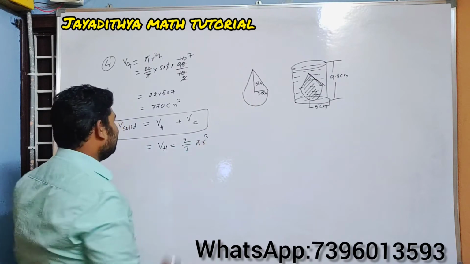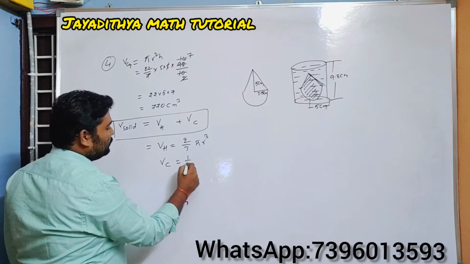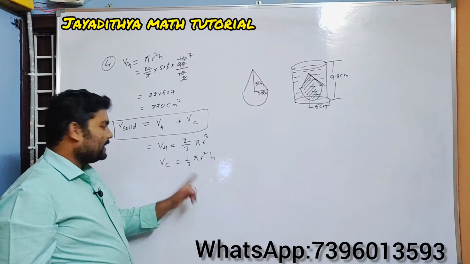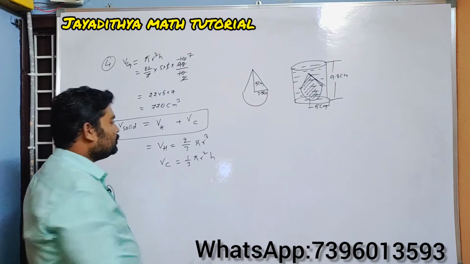R value is 3.5. And how to find the volume of a cone? Volume of a cone is nothing but 1/3 pi r square h. So this is the volume of the cone.